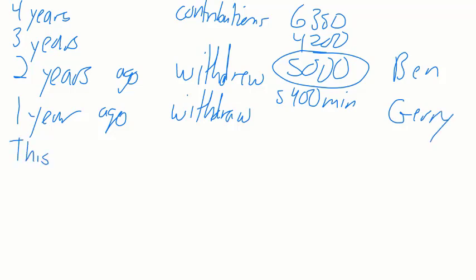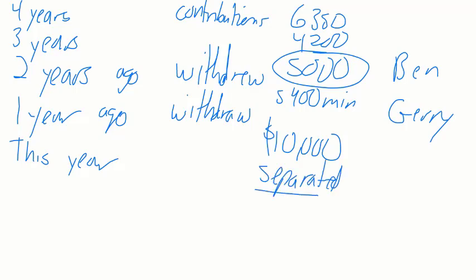Then it says this year, he withdraws $10,000, but they are separated. So because they're separated, there's no income attribution. So Jerry is going to pay the tax on the withdrawals this year.